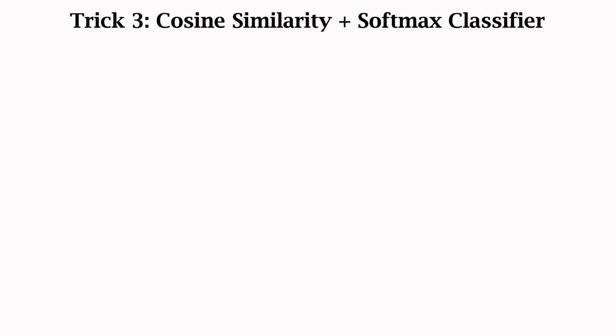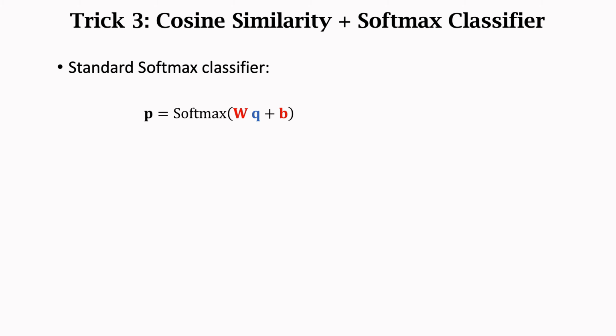The third trick is to combine cosine similarity with softmax classifier. According to some recent papers, this trick can substantially improve classification accuracy. I think you are already familiar with the softmax classifier. The softmax classifier takes a feature vector q as input. Compute W times q plus b. Then apply the softmax function. The outcome is probability distribution p.